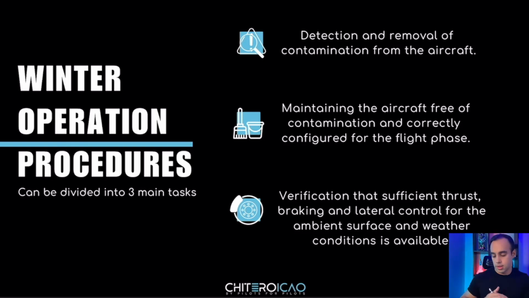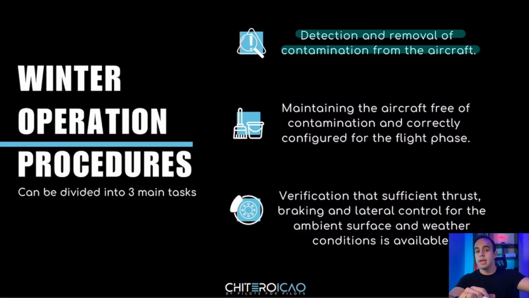All right. First one, we need to detect and remove the contamination from the aircraft. That's a given. So first thing, we are going to perform the walk around procedure. If we see contamination, which would be ice or snow, we need to remove it. Sometimes you need to apply an anti-icing fluid, a de-icing fluid, or you just go with your hands.